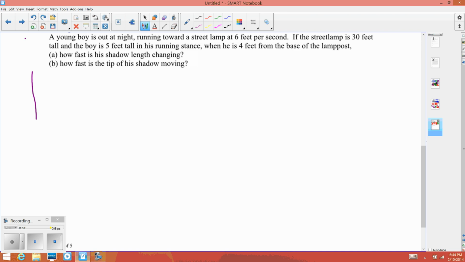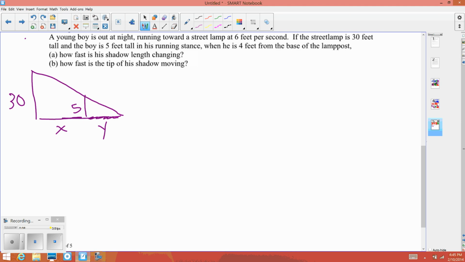That's a beautiful street lamp, right? And a 5-foot tall boy. So we're going to make this a triangle because we have some shadows along the ground here. All right, the street lamp is 30 feet. The boy is 5 feet tall. I'll call this X, and I'm going to call this Y. I could use S for shadow, but my S's turn into 5, so I'm not going to do that.